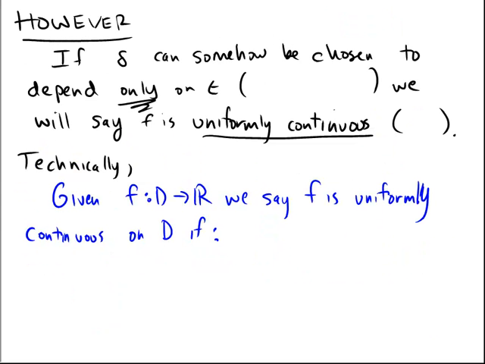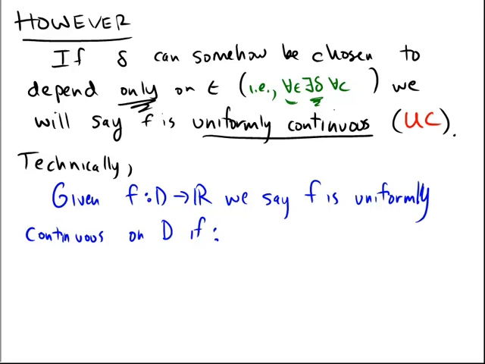However, if the delta can somehow be chosen to depend only on the epsilon, in other words, if for all epsilon there exists a delta that works for all C, so it reverses the order of those quantifiers, then the choice of the delta depends only on the epsilon. Then we will say that f is uniformly continuous. And again, the abbreviation I'll use often is UC for uniformly continuous.